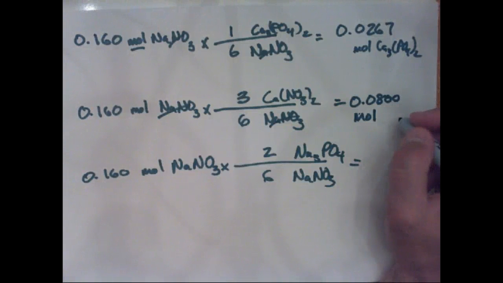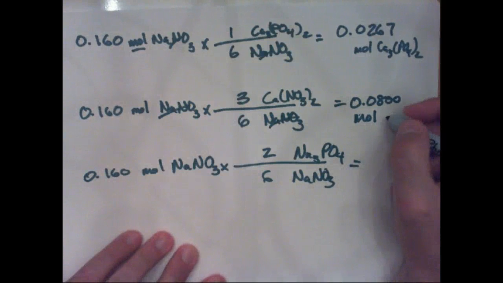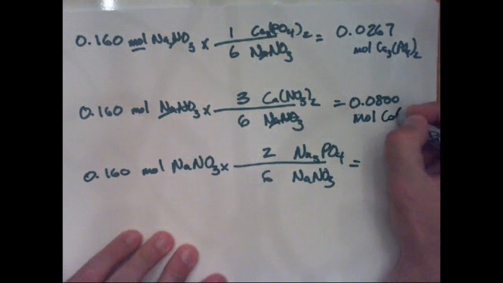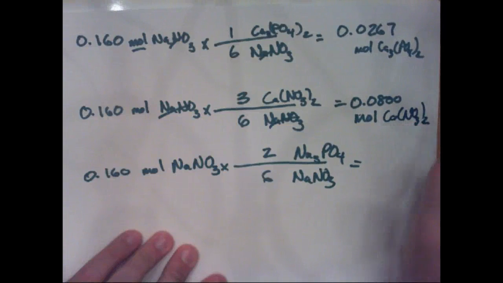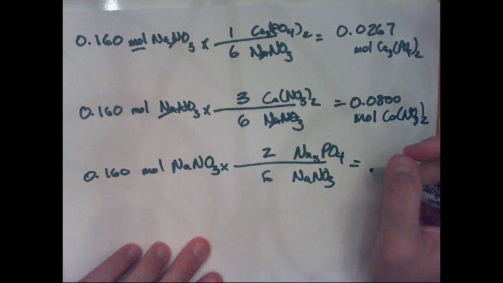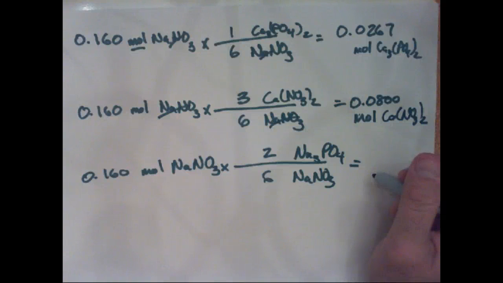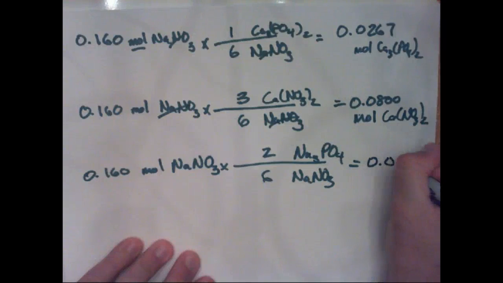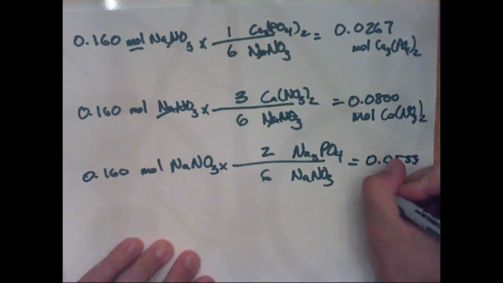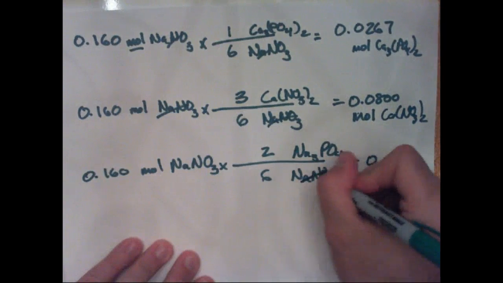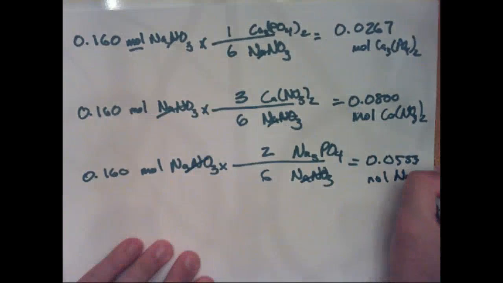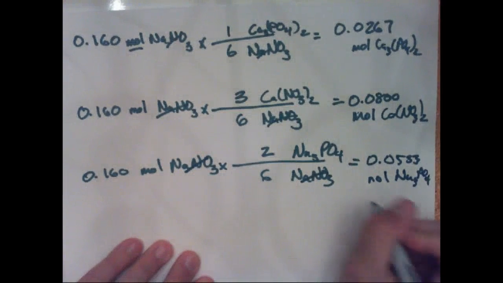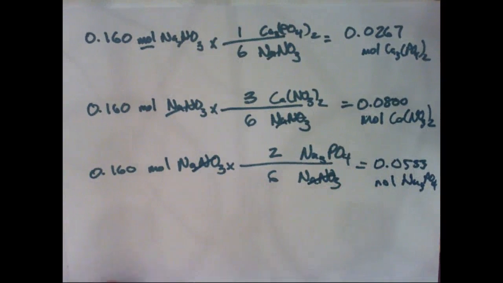Hold on 1 second. Sorry about that. Moles of Ca(NO3)2, and now for this last one, it's 0.160 times 2 divided by 6, and so you get 0.0533 moles of, and again look, it cancels out, of Na3PO4. I always run out of room whenever I do these things, but you get the idea.